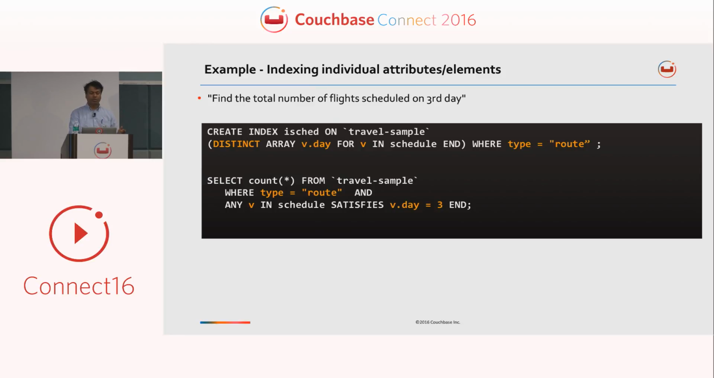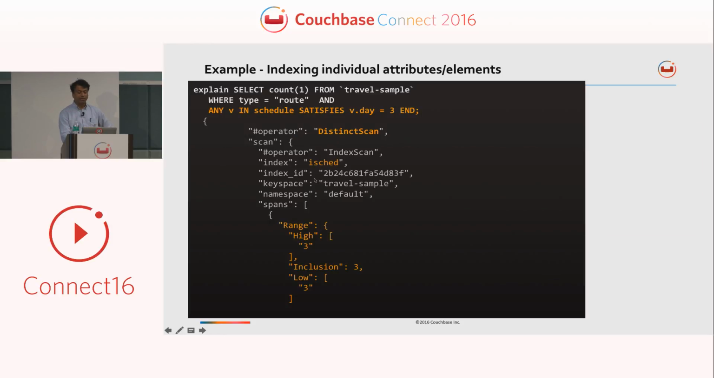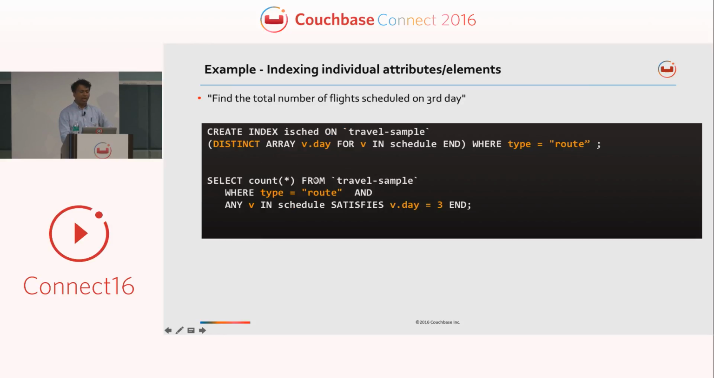Okay, so once you create the index, your any predicate doesn't change. Any predicate just works like what you've seen before. Here we have the distinct array. I'm indexing the v.day for v in schedule. Here I'm interested in just the day that this flight is assigned to, and in the any predicate we have v in schedule satisfies v.day.